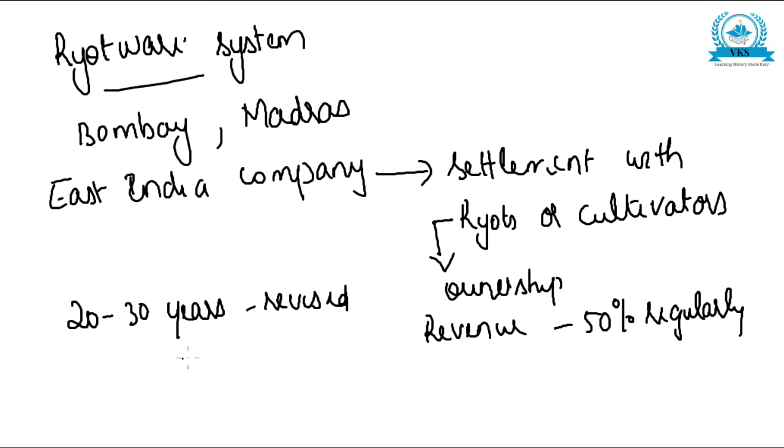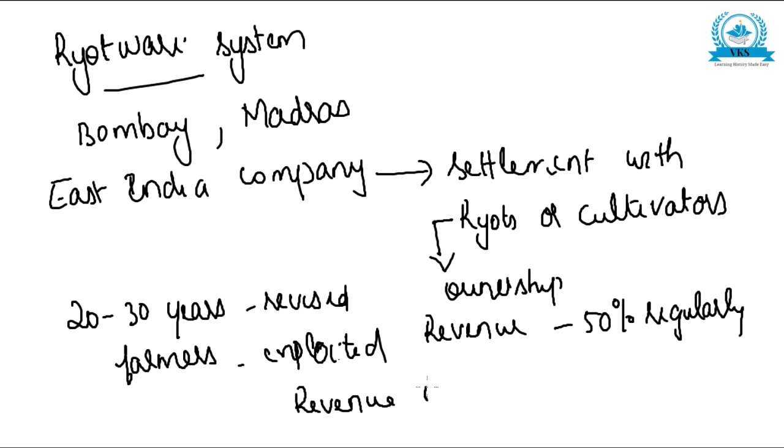And under this system, the farmers were exploited by the government. Always the farmers or the cultivators suffered. And the revenue was collected with the help of revenue officials. In the Zamindari system, the zamindars were collecting the revenue, but here the revenue was collected by the revenue officials.